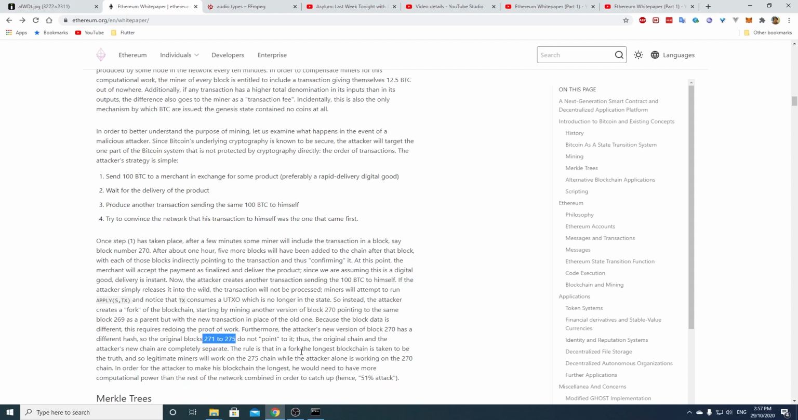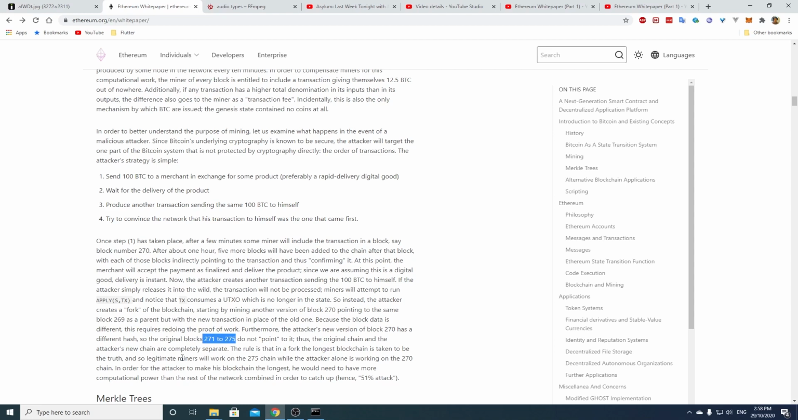The rule is that in a fork, the longest blockchain is taken to be the truth. So this is where there's a rule that we didn't talk about, which is which chain. The miners will see this, like not miners, but the network, assuming that this attacker then broadcasts his new block 270. Then the nodes will receive it, and they will see that there's two forks, right? Two chains. So which one now is the good one? And the protocol will say that you should follow the fork that has the highest amount of work, right?